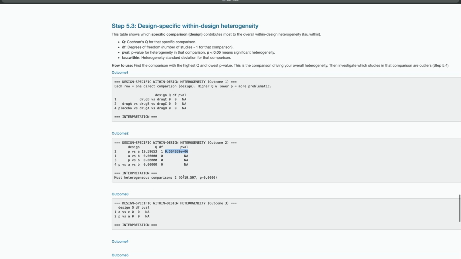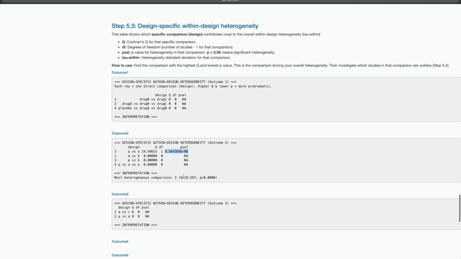The other comparisons like A versus B and P versus B show Q values of 0 with no P values. This is because there's only one study or no variation for those specific comparisons, so heterogeneity cannot be calculated.